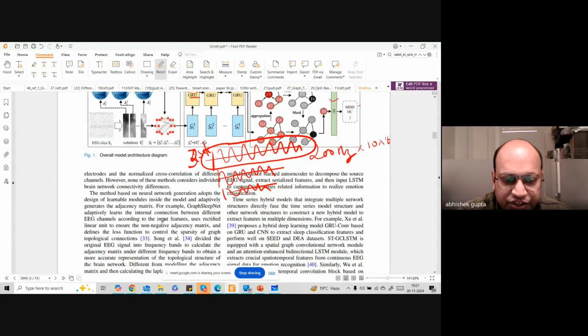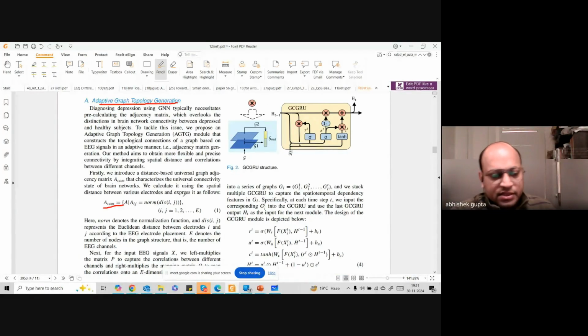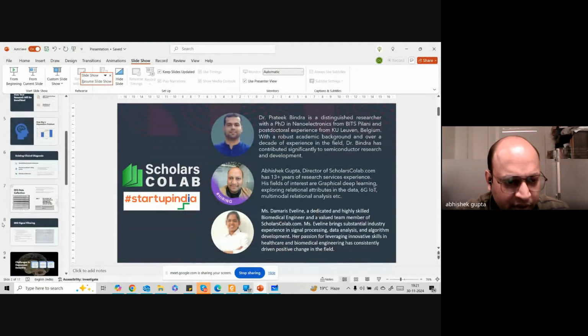This is a very easy and simple way they have done this, because the simple adjacency matrix between channels is calculated with the help of normalization of the distance, as I told you earlier also, in the slide. How can we do this? This can be done with the help of this example.